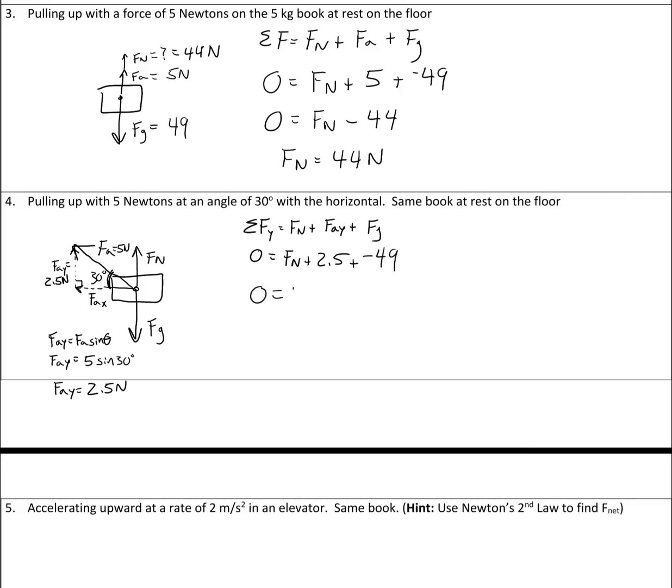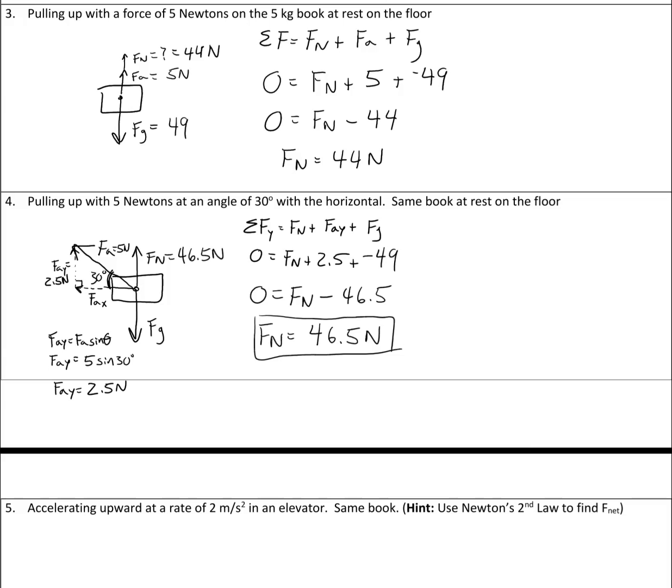So 0 is equal to Fn minus 46.5 newtons. And then the normal force is going to be equal to positive 46.5 newtons when you add it to both sides. Okay. Now we're getting somewhere.